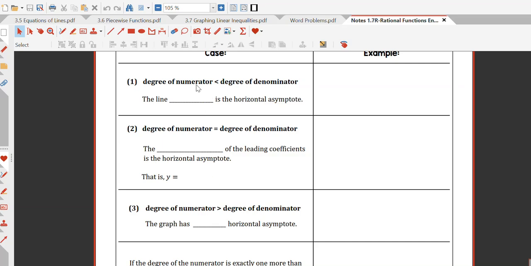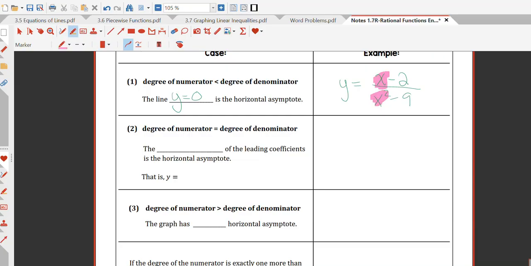When the degree of the numerator is less than the degree of the denominator, so again, denominator is higher, there will be a horizontal asymptote at y equals 0. So what is that going to look like? In the example, we kind of saw this on the Desmos, x minus 2 over x squared minus 9. And if we compare the degrees, the top one has a degree of 1 and the bottom has a degree of 2. So again, higher in the denominator, horizontal asymptote at 0.